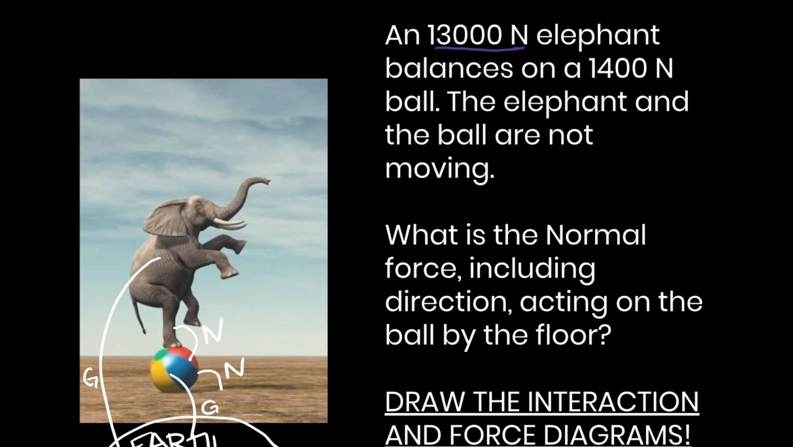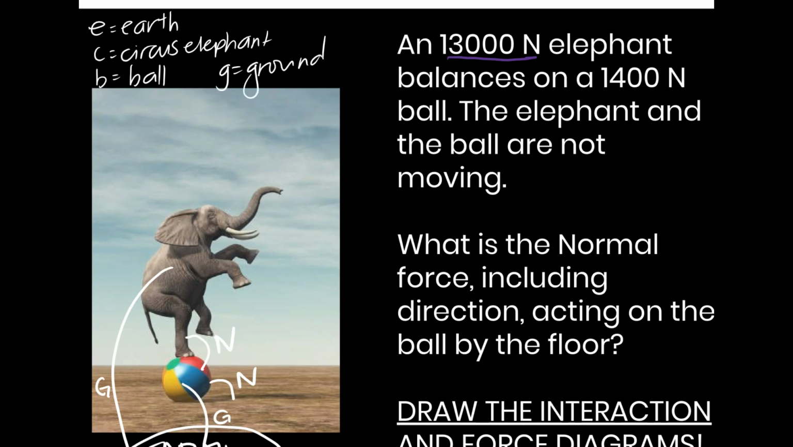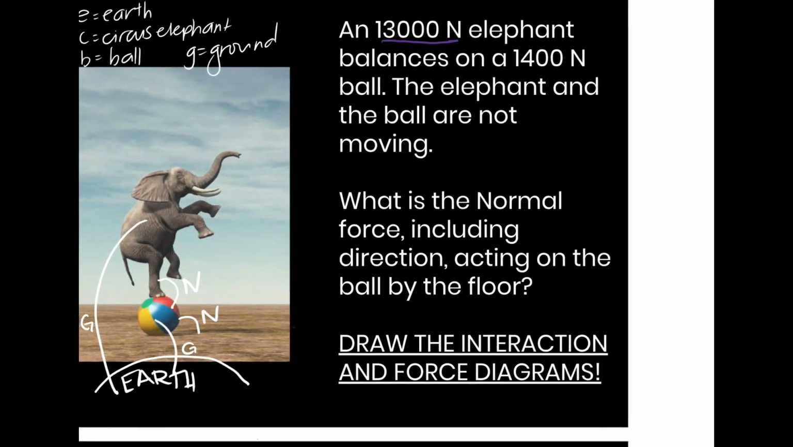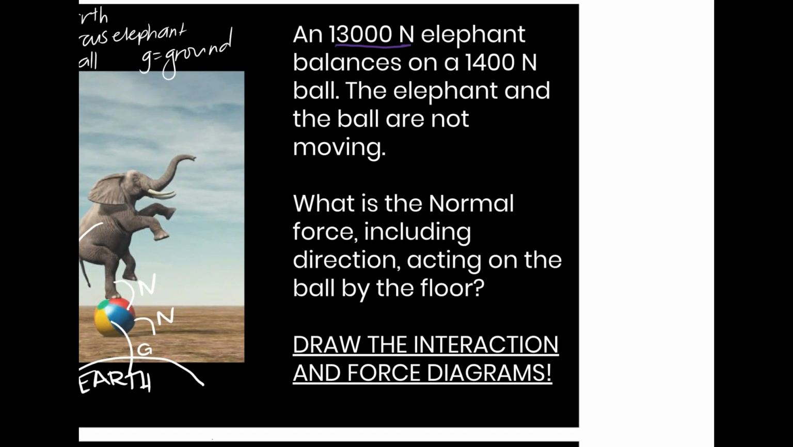Let's just go ahead and make a key really quick. So E for Earth. Okay, C for circus elephant. B for ball. And G for ground. Okay, so now we're just going to go over to the side and make the force diagram for the ball.